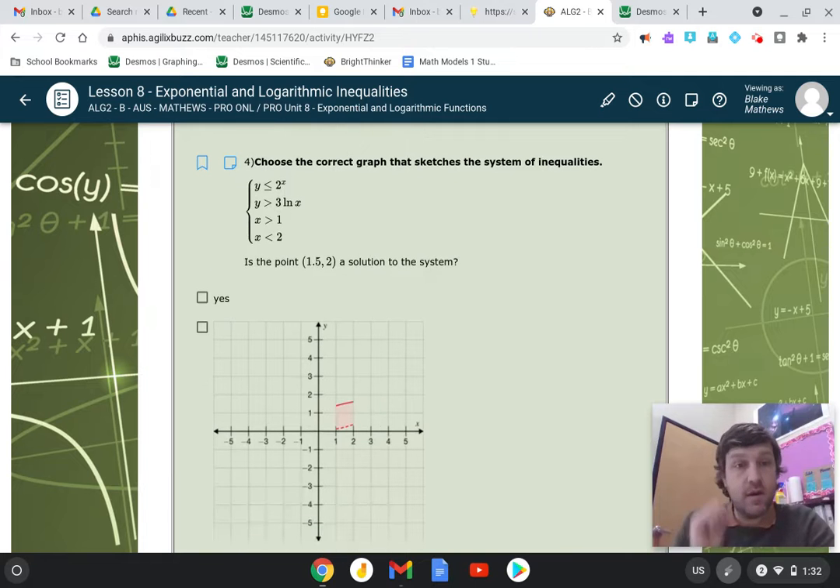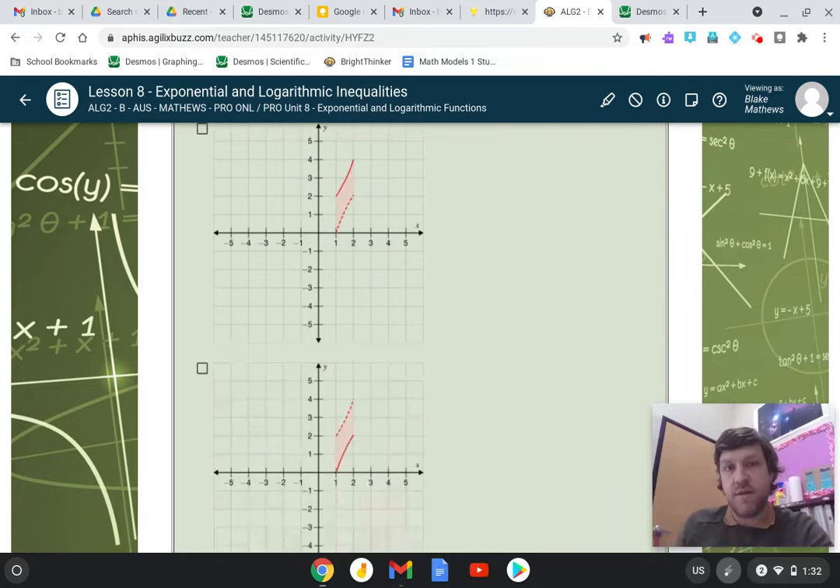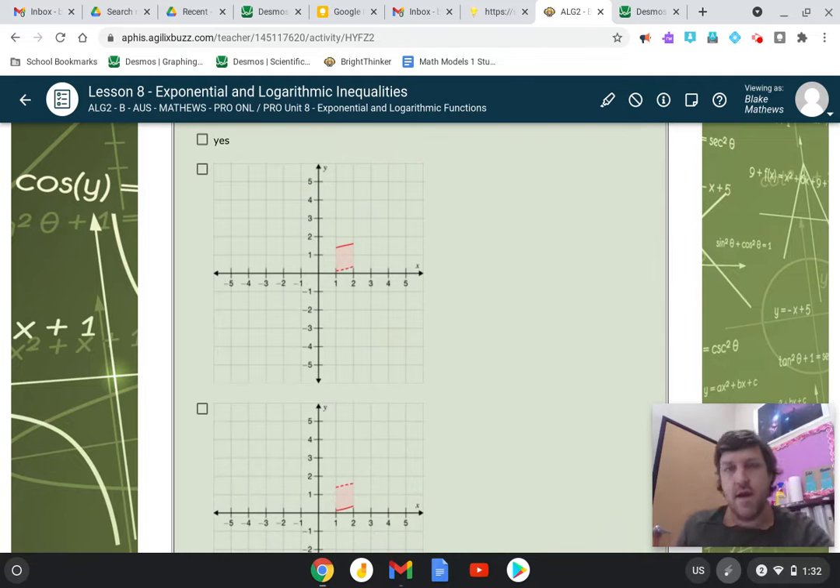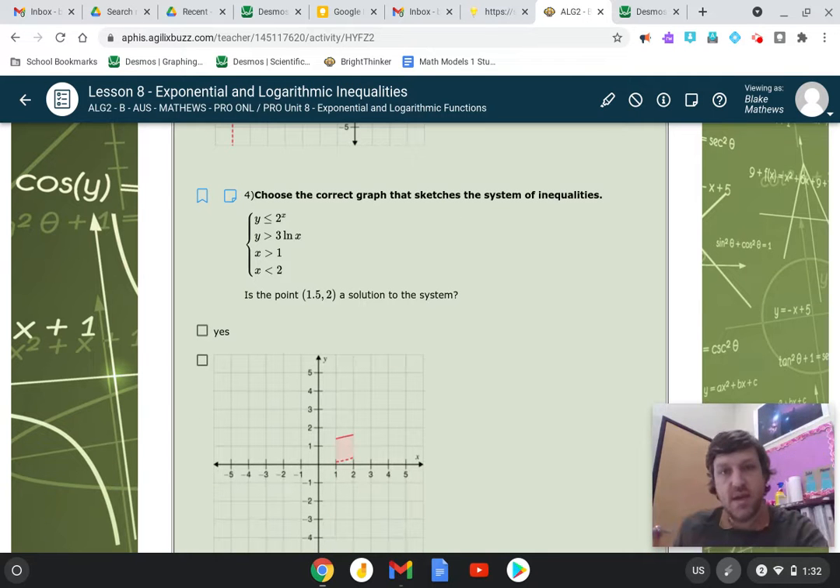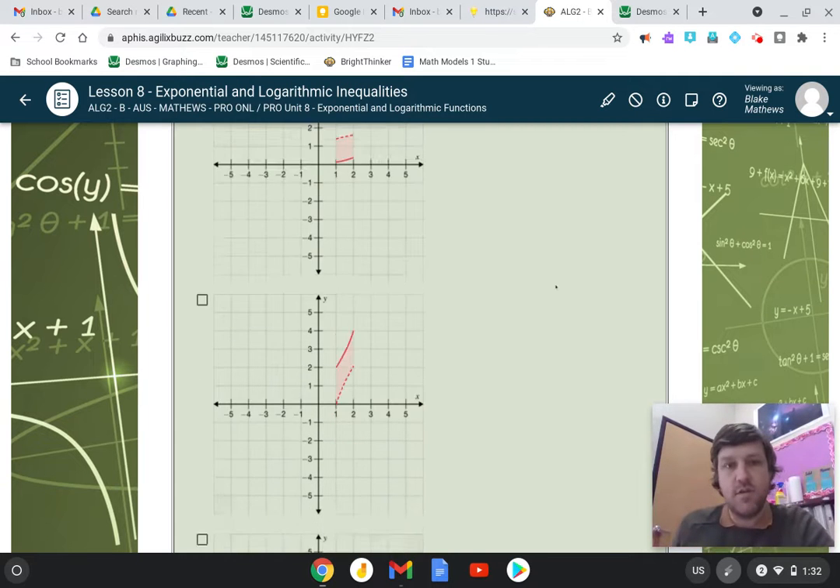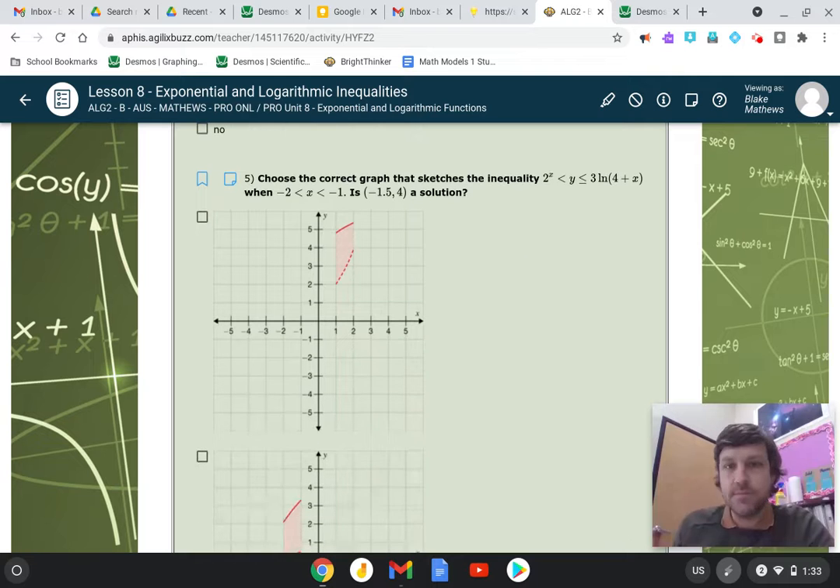And then finally, choose the correct graph, and again, you have a group of expressions. Type all 4 of those in and find which of these graphs is that shaded area that ends up being the end. And then, of course, is the solution 1.52 a solution to the system? Is that point in that region where they all get shaded? So you'll just do that, yes or no.